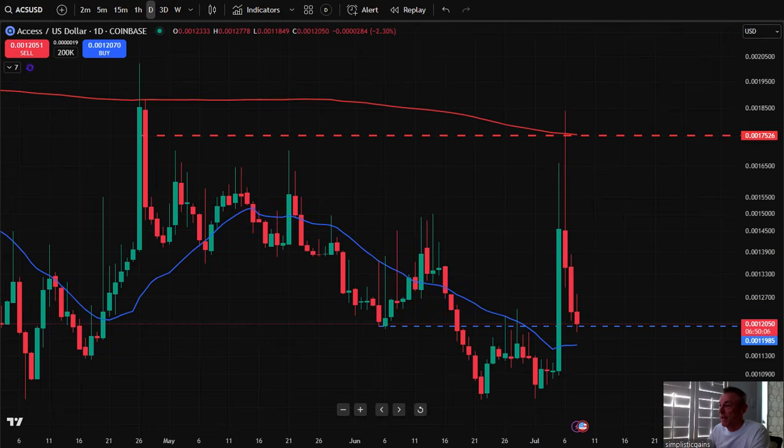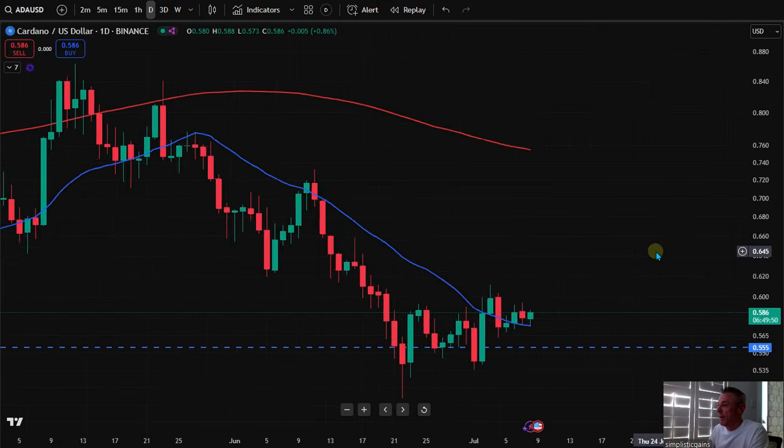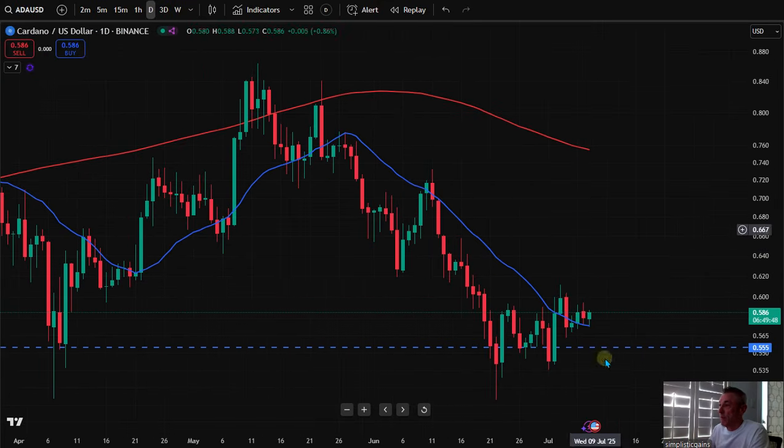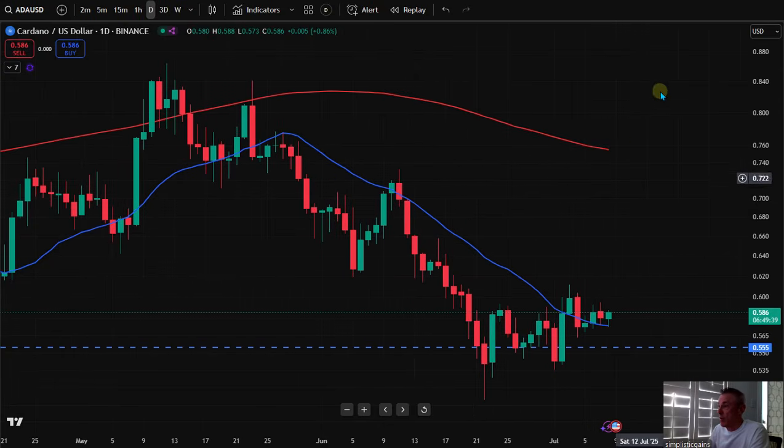Now let's look at ADA. And before we go there, look at the price difference, the extension, the price here, and there's the 200, a big gap. And then we're pretty close, but we're still above the 20, which is positive. Okay, let's go to ADA. And ADA here still has a big gap. You really don't want that. You want the 20 above the 200 and the price above the 20. Okay. But in ADA's defense, you made a low here.